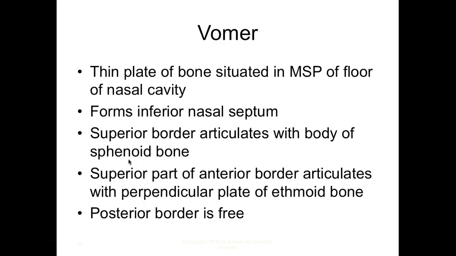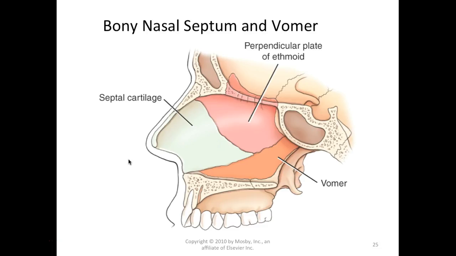So the superior border articulates with the body of the sphenoid. The superior part of the anterior border articulates with the perpendicular plate of the ethmoid. The posterior border is free. So we see here, this is the vomer, and it's like a shovel. It's like a snow shovel.